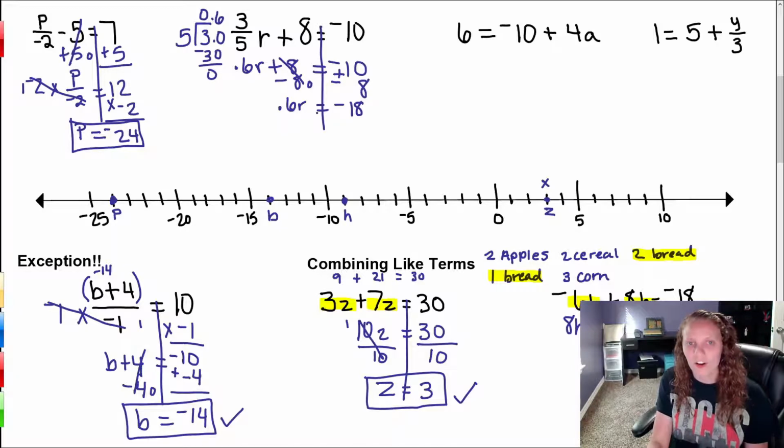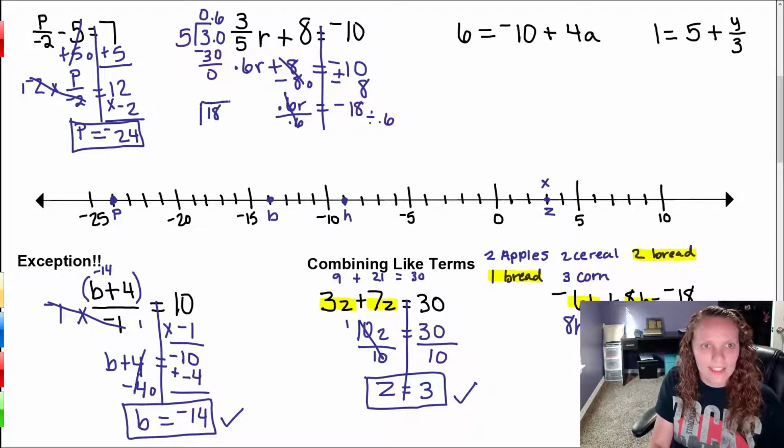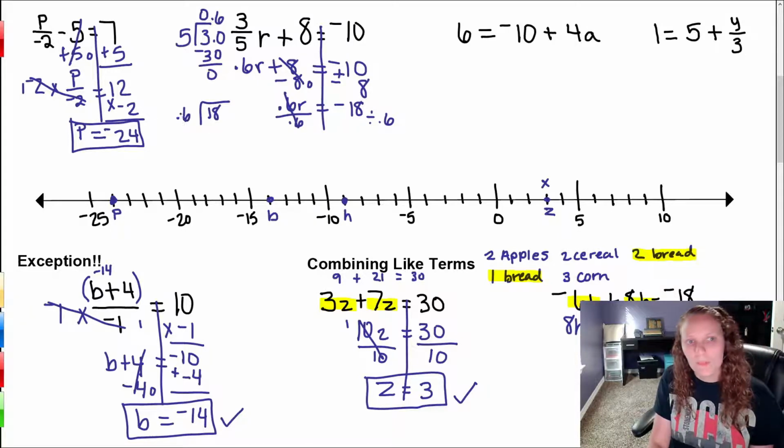Now 0.6r, when the number and the letter are right next to each other, that means multiply. So the opposite of multiply is divide. When we divide by the same number, that just equals 1. But we need to take this negative 18 and divide it by 0.6. So 18 divided by 0.6. Remember, there can't ever be a decimal on the outside, so we must move it over to make it a whole number. That means we need to move the decimal over on the inside, so that's now 180.